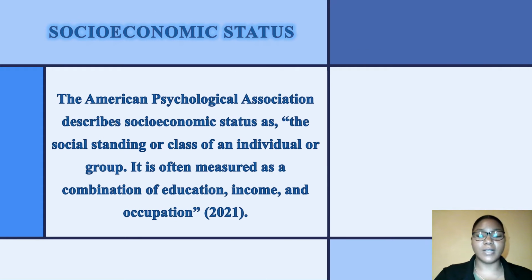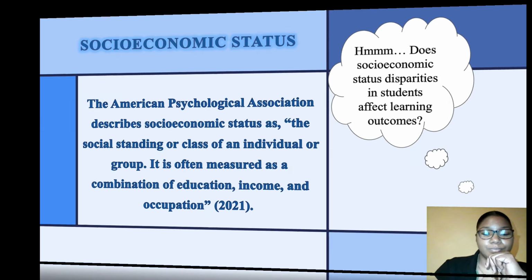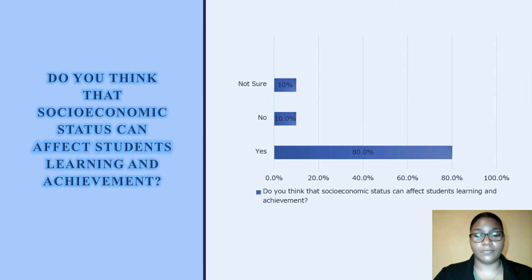The American Psychological Association describes socioeconomic status as the social standing or class of an individual or group. It is often measured as a combination of education, income, and occupation. 80% of my survey respondents agreed that socioeconomic status can affect students' learning and achievement.